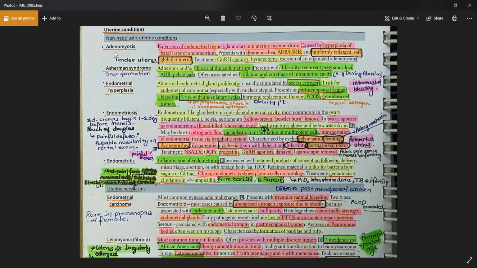Okay, so I've covered all these non-neoplastic uterine conditions. Any doubt on these conditions? Any of them? Please ask. Or anything you want me to repeat again?